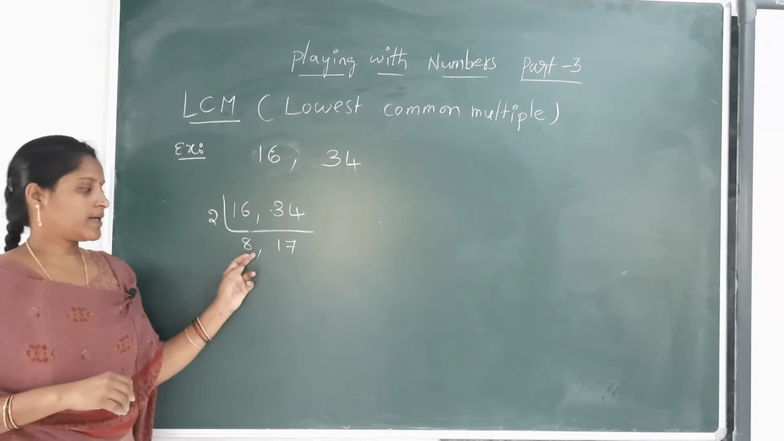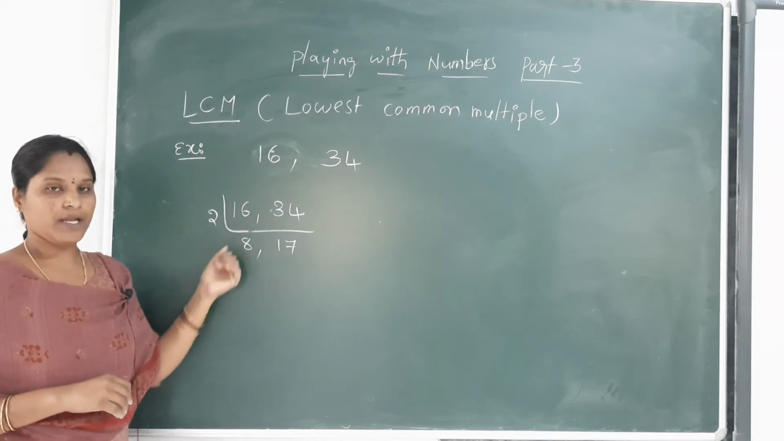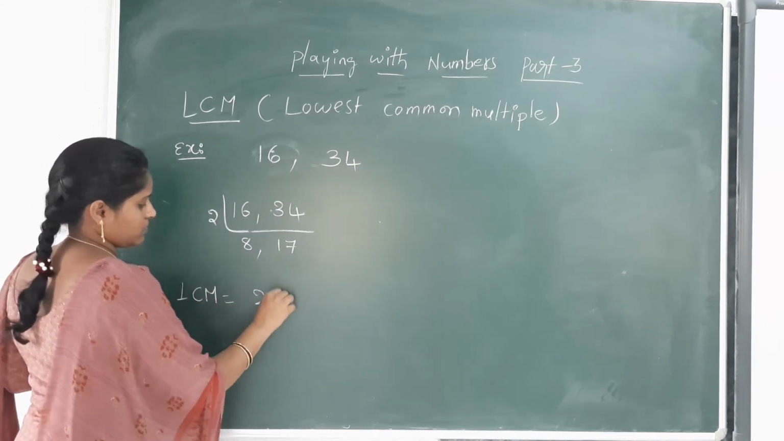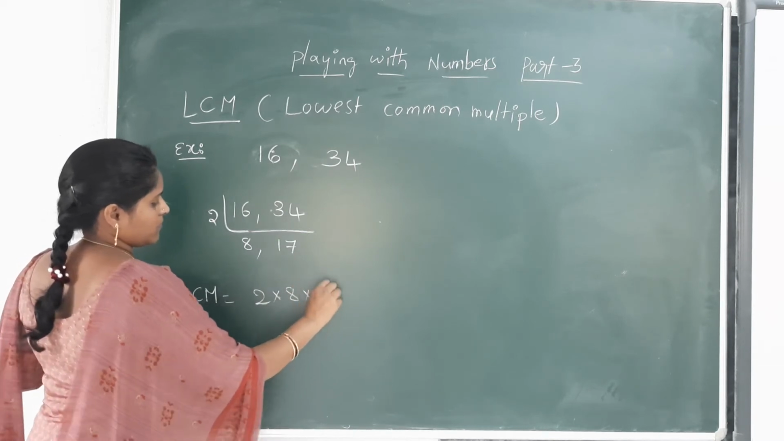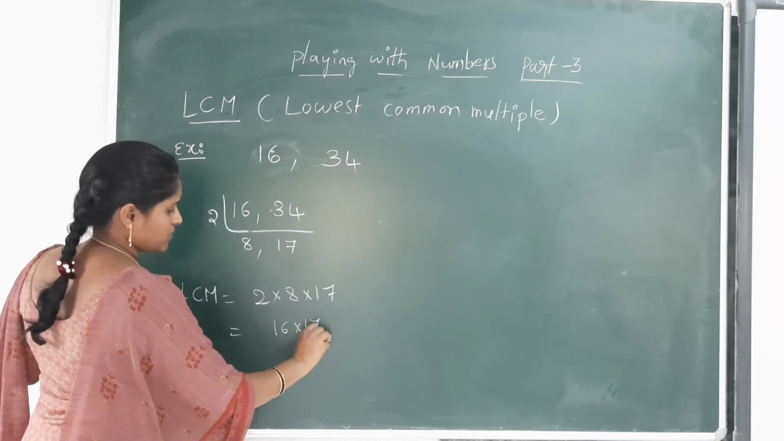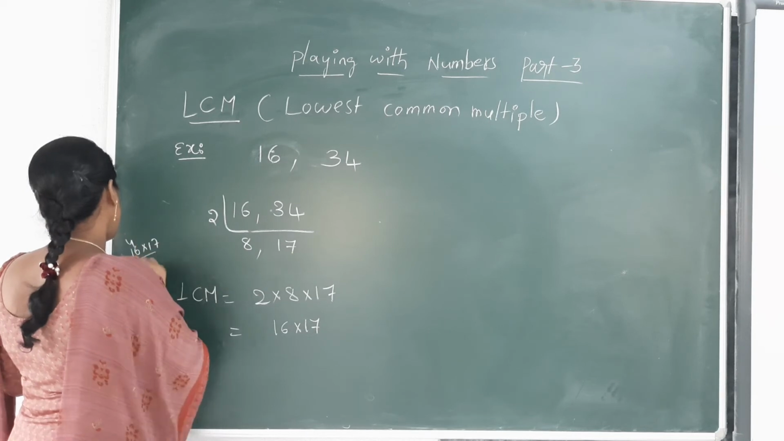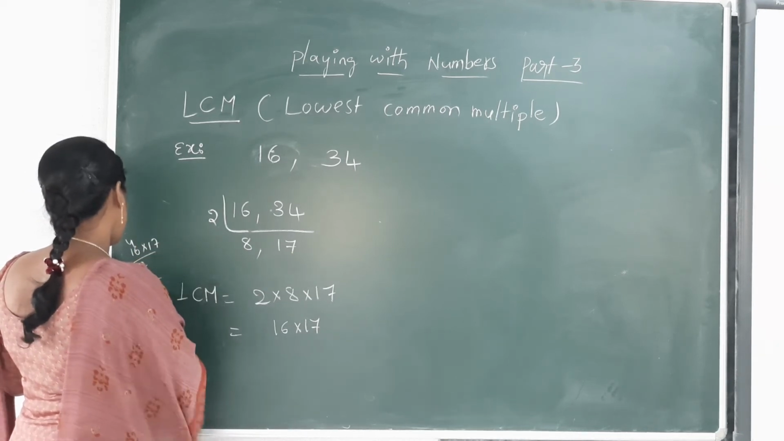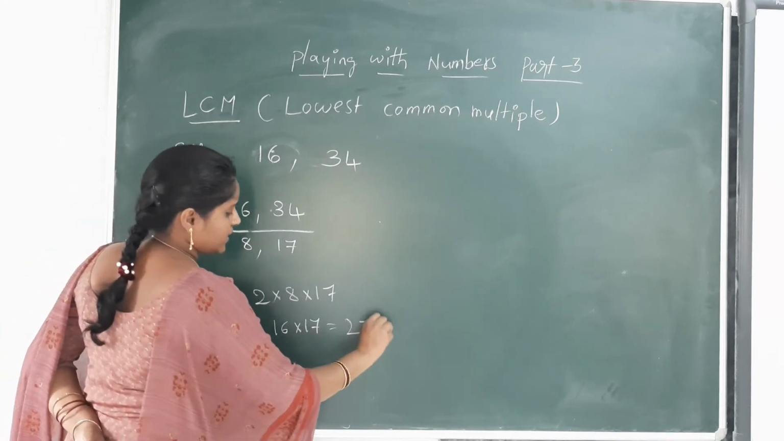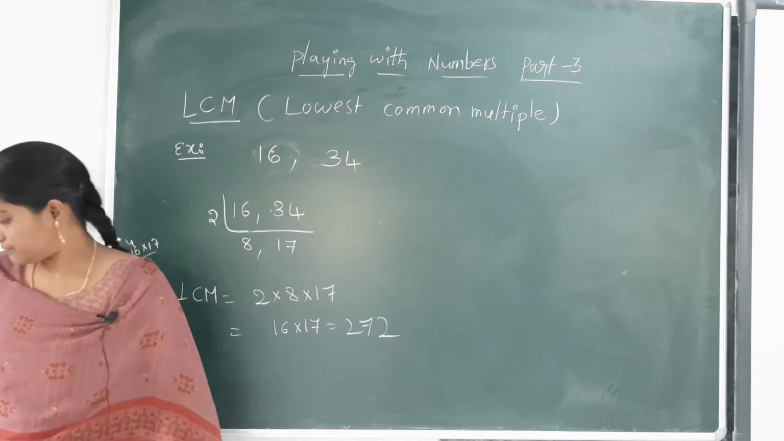Next, any common factors for these two numbers? No. So leave it here and we can multiply all the factors. 2 8s are 16, 16 into 17. The LCM is 272. Finally, we get the LCM. Next.